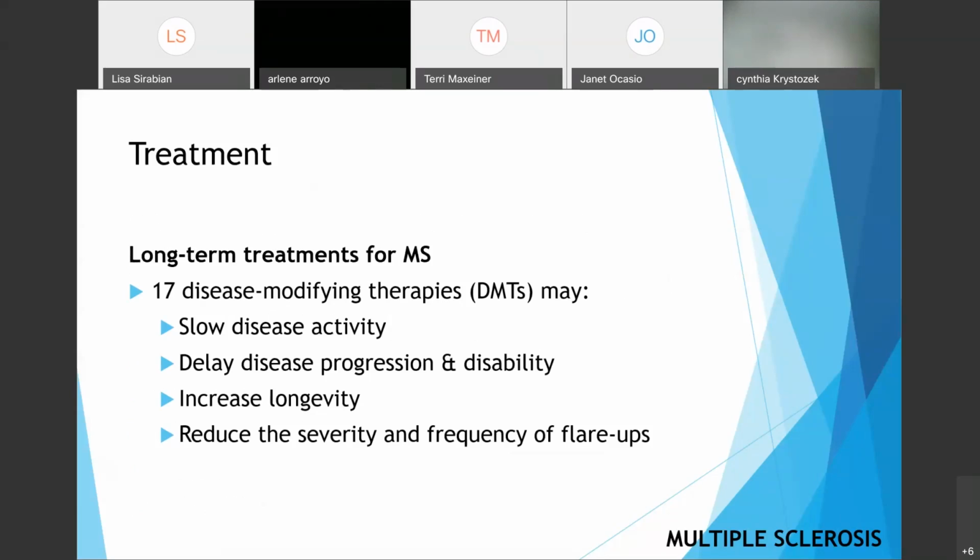The really good news about MS is that we do have some long-term treatments that are actually disease-modifying therapies. So this is really good news. 17 different medications, FDA approved, on the market, that can make a real difference in this person's quality of life: slowing the disease activity, delaying the progression and disability, increasing longevity, and reducing the severity and frequency of the flare-ups. So a big component is going to be medication management.